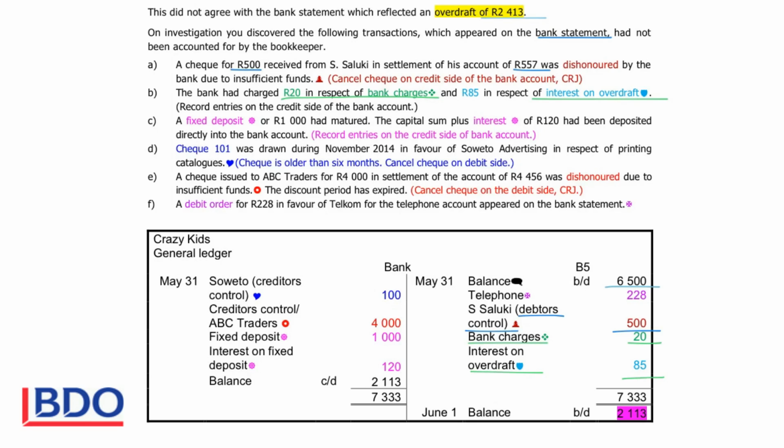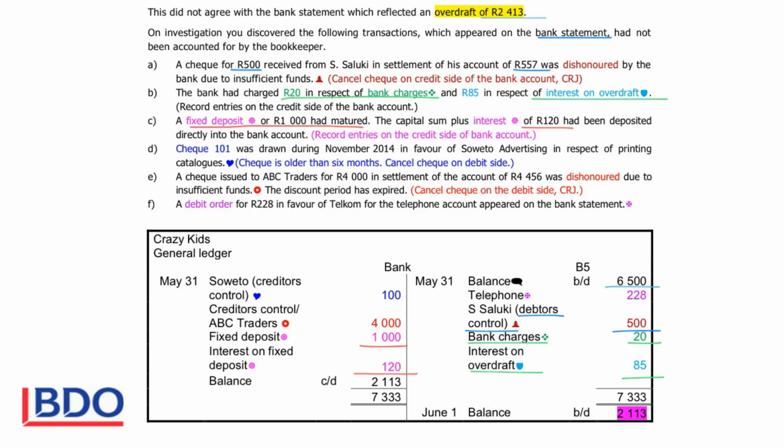A fixed deposit of 1,000 had matured. The capital sum plus interest of 120 had been deposited directly into the bank. So we have to show this direct deposit in my bank account because the money in the bank increased. And we will show that the fixed deposit account will be credited with 1,000 and interest on fixed deposit will be credited with 120 Rand.